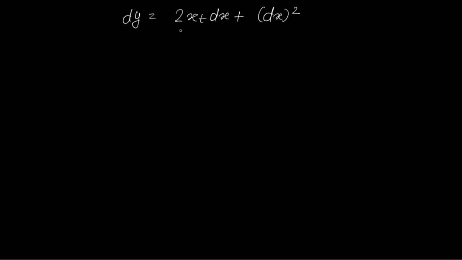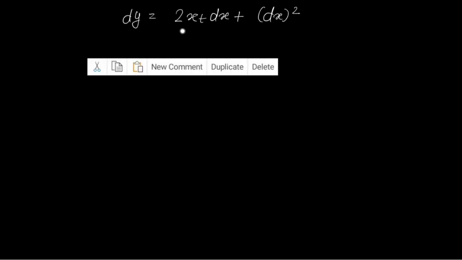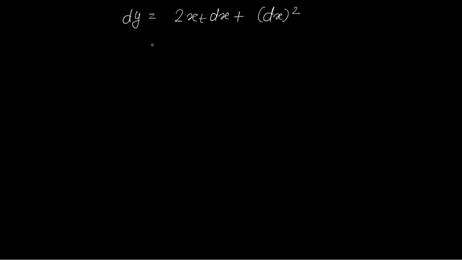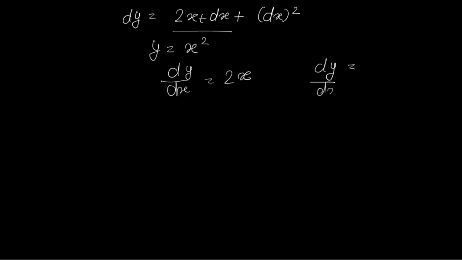Here if you observe, 2xt dx comes from y equal to x square. If you take the derivative of it, it's 2x, so 2xt dx is the derivative of y with respect to x at xt, that is dy/dx at xt, times dx. So dy equals dy by dx times dx, plus dx whole square.